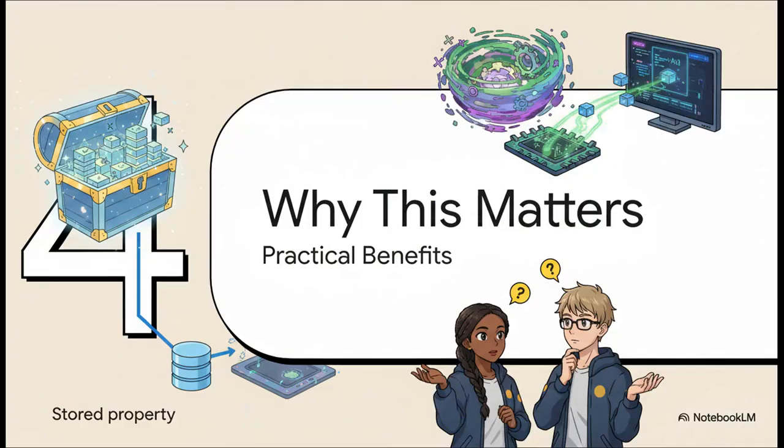So we get the what. But the bigger question is why? Why do we even have these two different types? Why does this distinction actually matter when you're writing code every day?